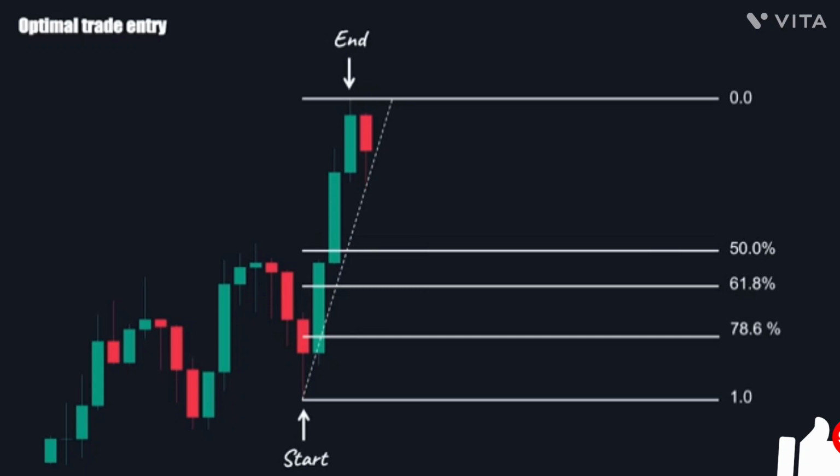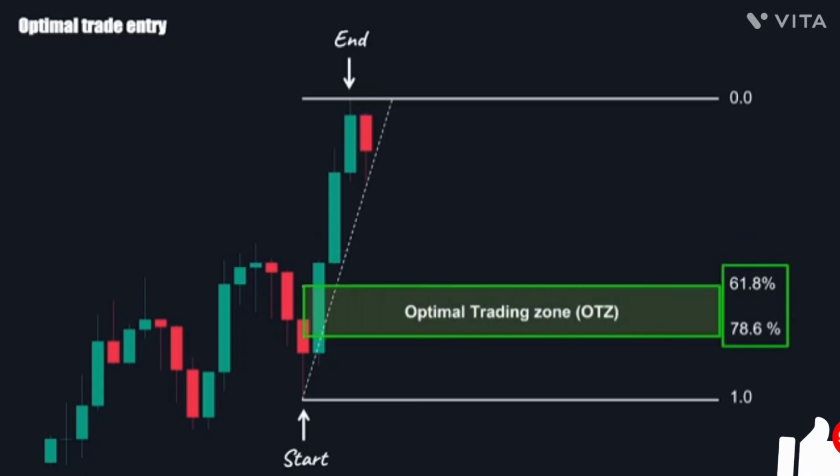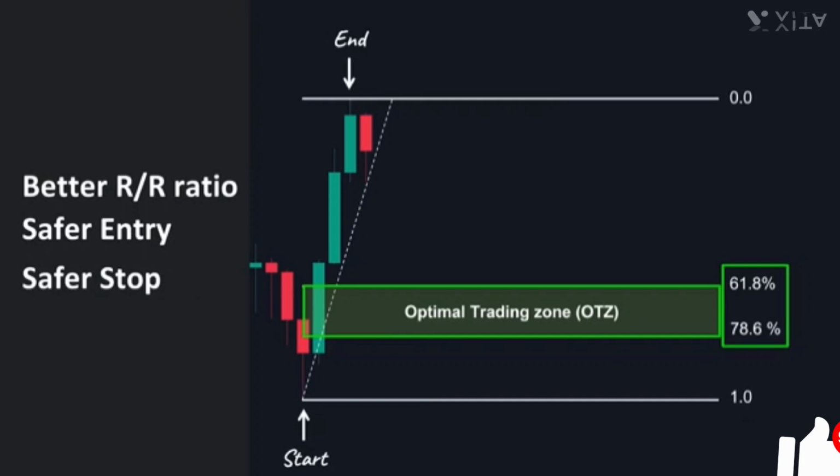However, two specific levels create ICT's optimal trading zone: the 61.8% and 78.6% retracement levels. These levels offer multiple advantages, including a better risk-to-reward ratio, safer entries, and more reliable stop-loss placements.